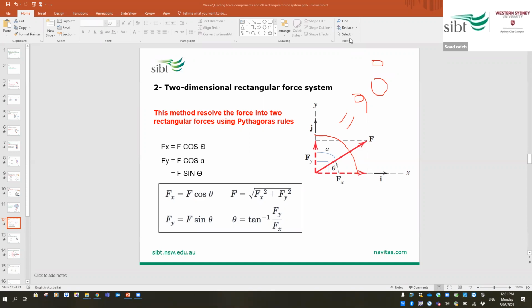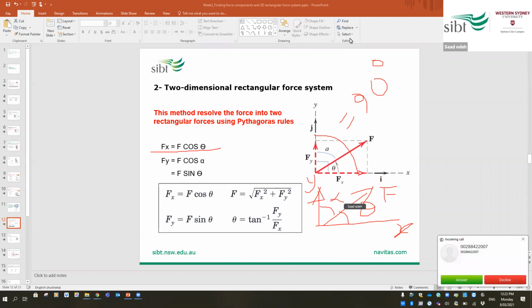If you have the force F, for example, and you know that this F has an angle theta from the x-axis, then to find the Fx force, Fx will equal F multiplied by cosine theta. And to find Fy, the component which is normal to the x-axis, Fy will equal F sine theta. You have both choices, this one or that one, because either one of them will be fine.